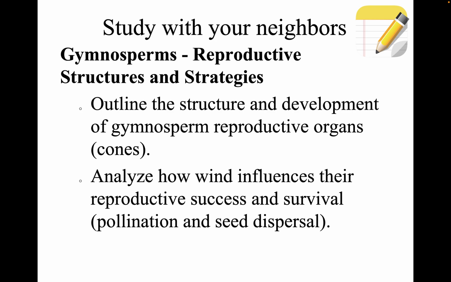Take a moment, pause your video here to write out some answers. Try not to use your notes first, and then look back on your notes and see what you can add to your answers. First, outline the structure and development of gymnosperm reproductive organs, those cones, and analyze how wind influences their reproductive success and survival. Make sure you're covering pollination and seed dispersal. Pause here and then resume.